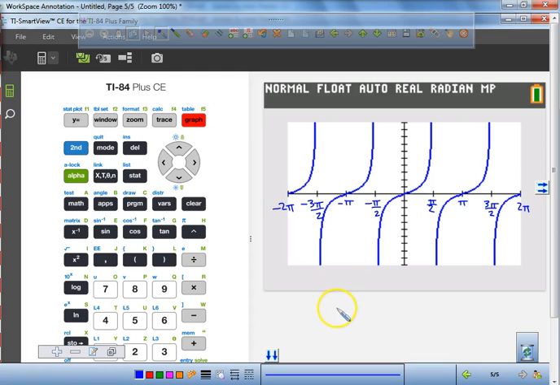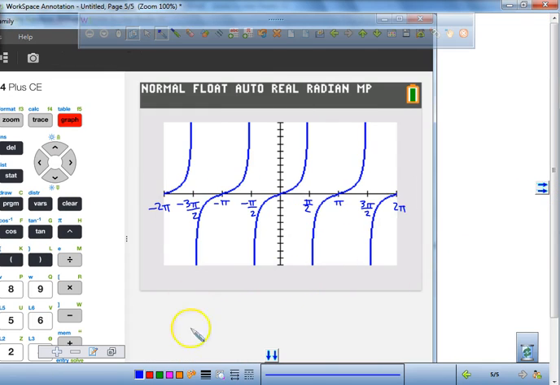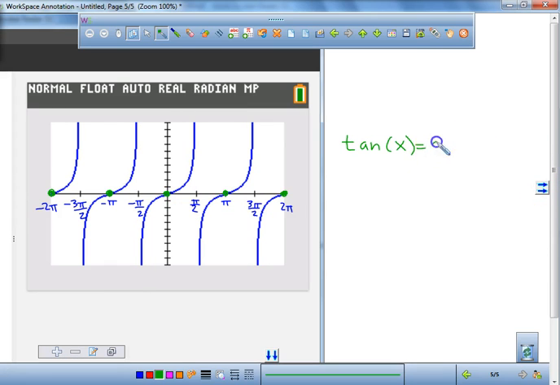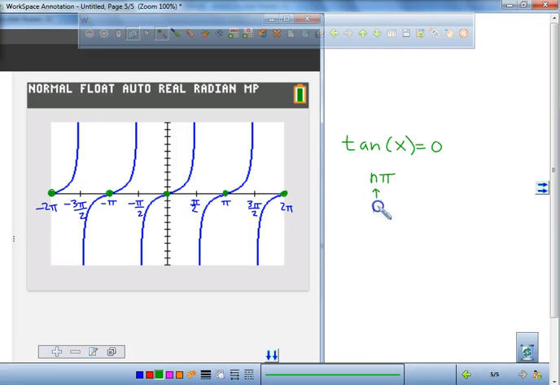Now look very carefully. All of your zeros, every single time it crosses the x-axis, it's at a negative 2 pi, it's at a negative pi, it's at 0, it's at 1 pi, it's at 2 pi. So if I asked where the tangent of x is equal to 0, what would you say? Where is the tangent of x always equal to 0? Wherever there is a pi. So you could say it's at n times pi, where n is an integer.